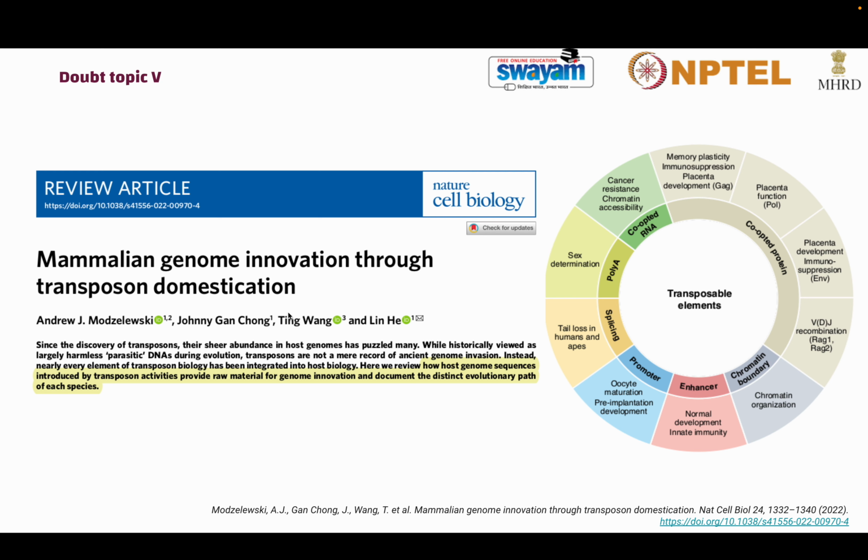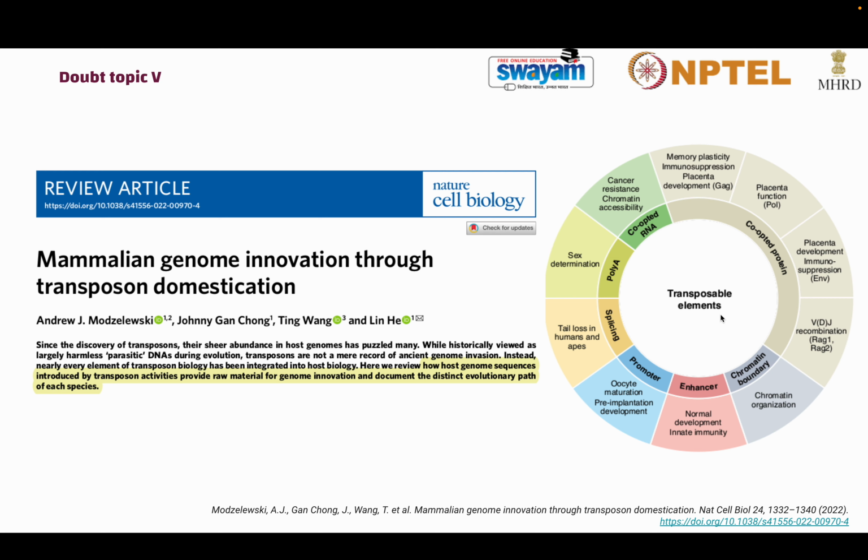This was a review article in which they compared mammalian genomes and checked how these transposons have led to evolution in the genome, how they caused innovations, and how they work on the mammalian genome. They looked at how host genome sequences introduced by transposon activities provide the raw material for genome innovation, and they also documented the distinct evolutionary path of each species.